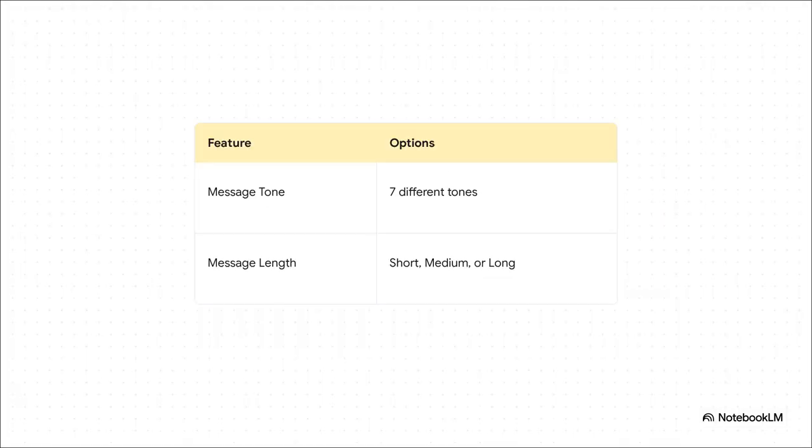And get this, the AI doesn't just spit out some generic message. It puts you in the driver's seat. You get to direct it. Want to sound more formal or casual or maybe persuasive? You can choose from 7 different tones. Need a really quick intro or something more detailed? You can pick the message length. It's all about making personalization happen at a scale that just wasn't possible before.